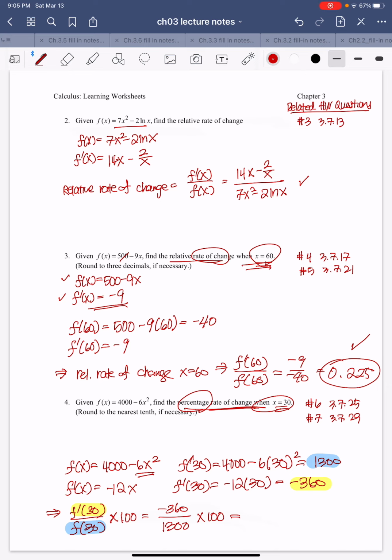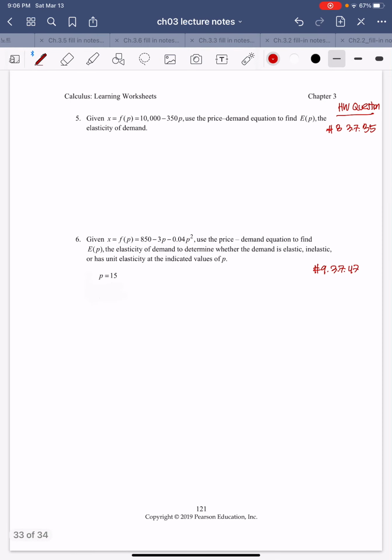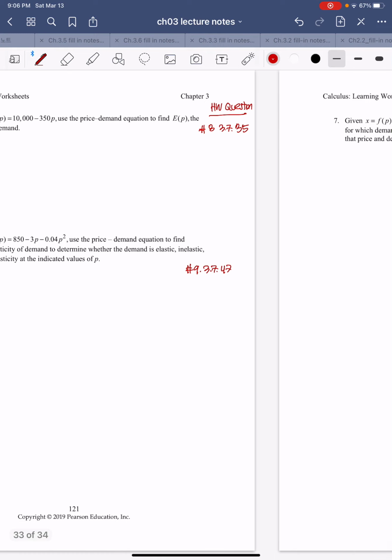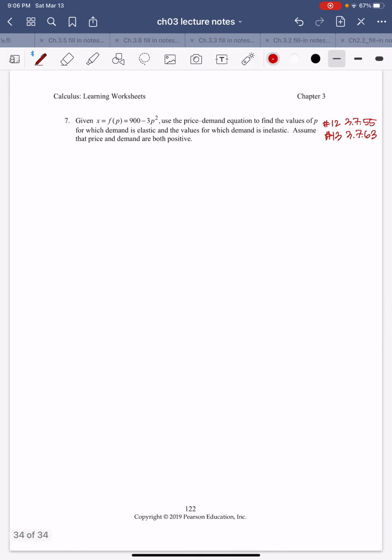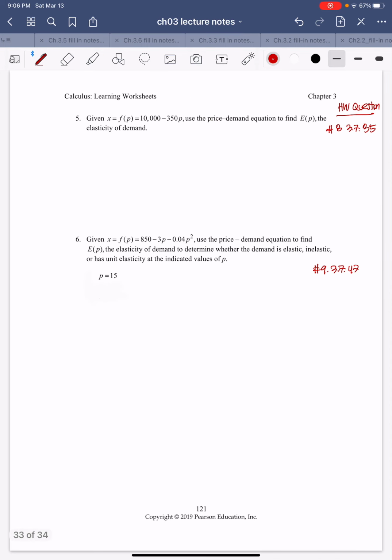I'm getting a final answer of 27.7%. Don't forget our unit, percent, because that's what we found. 27.7%. All right, we have 5 and 6, okay? And then number 7, which is, with 6 and 7, a little bit of an application problem.